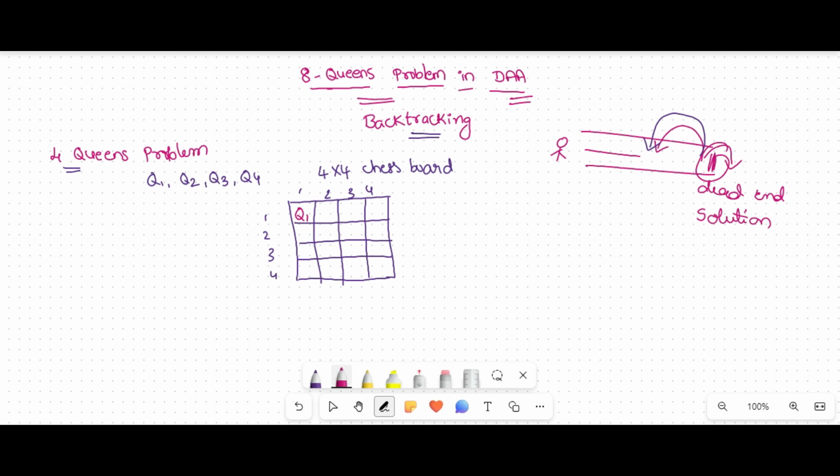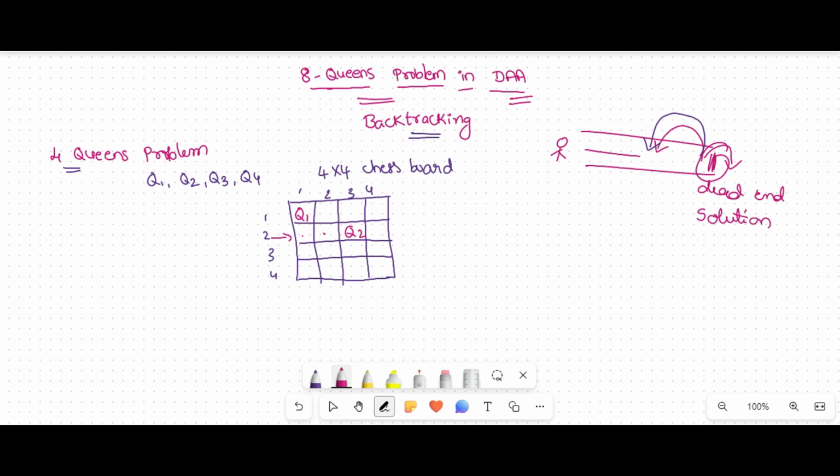This is only the procedure. It is a logical question, so don't think there is something big in it. It is very simple. Having placed q1, next we have to place the second queen in the second row. We can't place it here, because we would get two queens in the same column. Here we can't place it, because we would get the same diagonal. So you can place q2 here.